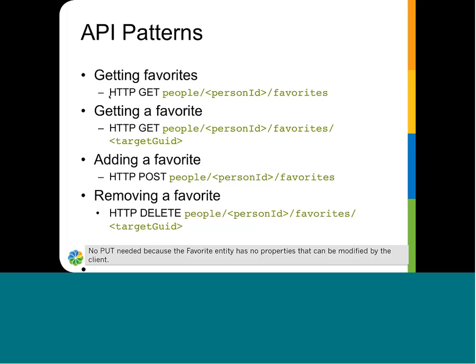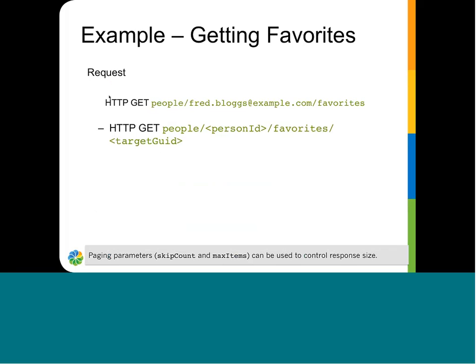You might wonder why, one thing on the bottom, why we don't have PUT in here. Well, there's really no client settable properties that you would modify here, so we didn't need to have PUT. But again, this is an illustration of all the things you can get done with just a few HTTP verbs: GET, PUT, POST, and DELETE. In this case, just GET, POST, and DELETE provide everything you need.